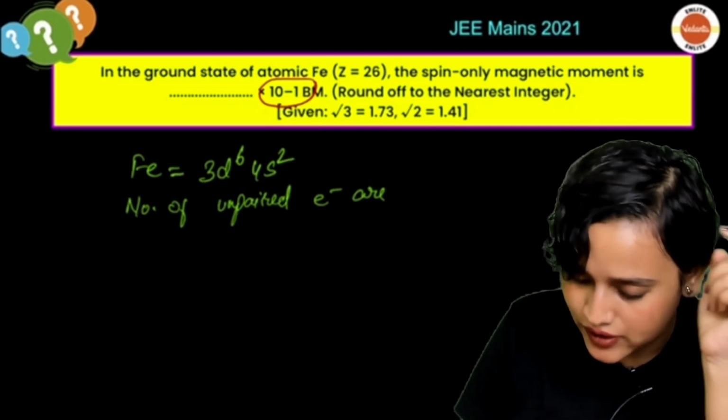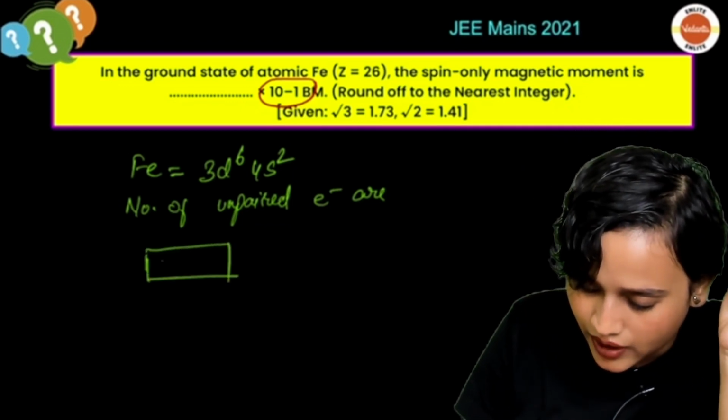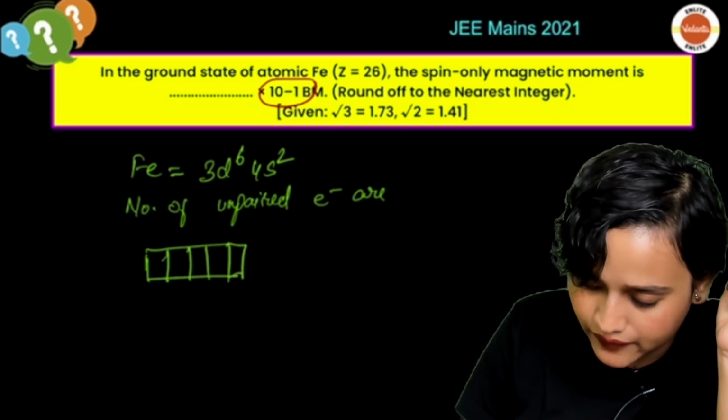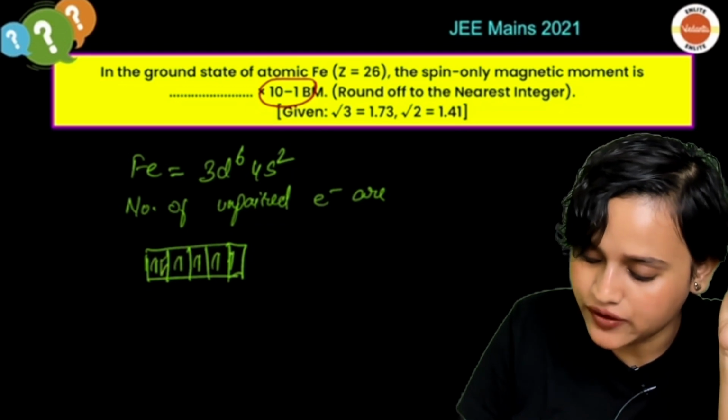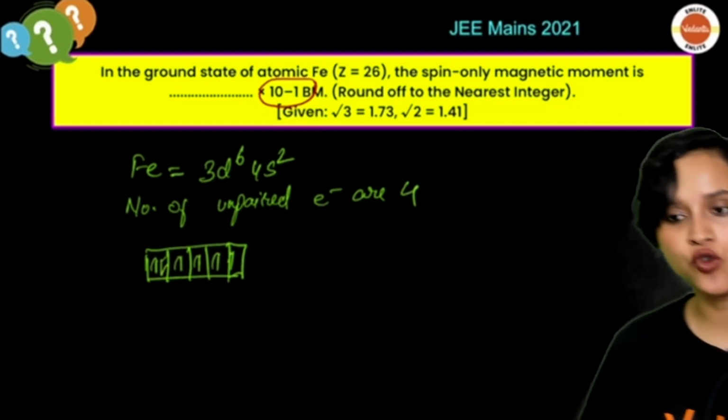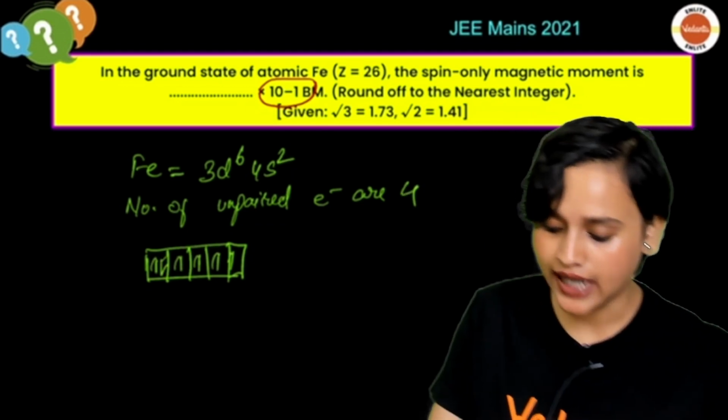3d6, right? So if I draw it like this, it will be 1, 2, 3, 4, 5 and 6. So that means the number of unpaired electrons is 4 here. Correct? Yes. So let's calculate then.